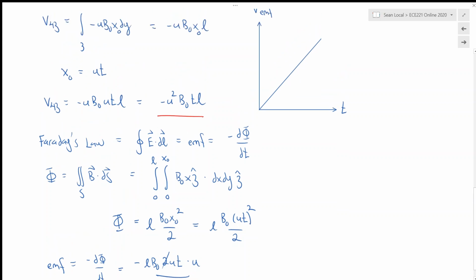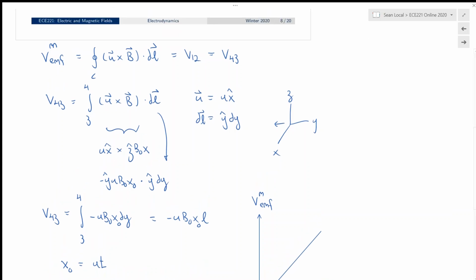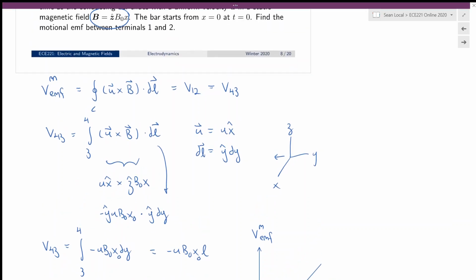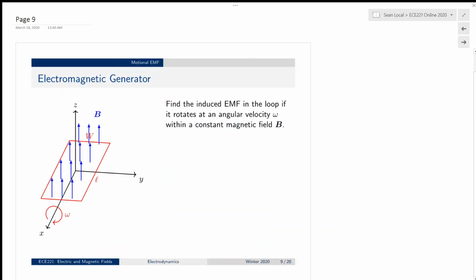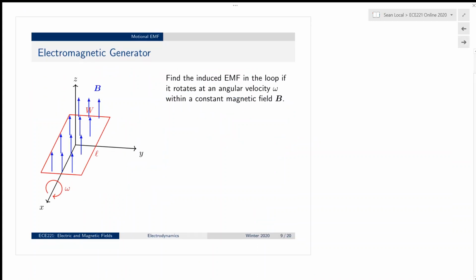So to summarize, let's have a look at this definition of the motional EMF, and I'm going to emphasize that here with a box. I want to emphasize that this is the general expression for motional EMF. But remember that when you're applying this expression, only the parts of the closed contour C that are in motion are going to contribute to the motional EMF. All the static parts of the contour don't contribute. And this leads us to our next example of an electromagnetic generator, which is shown here, where we have to employ that principle that I just mentioned.